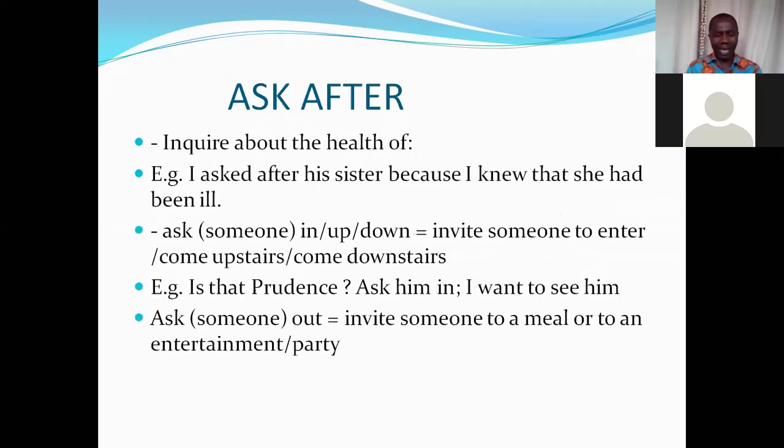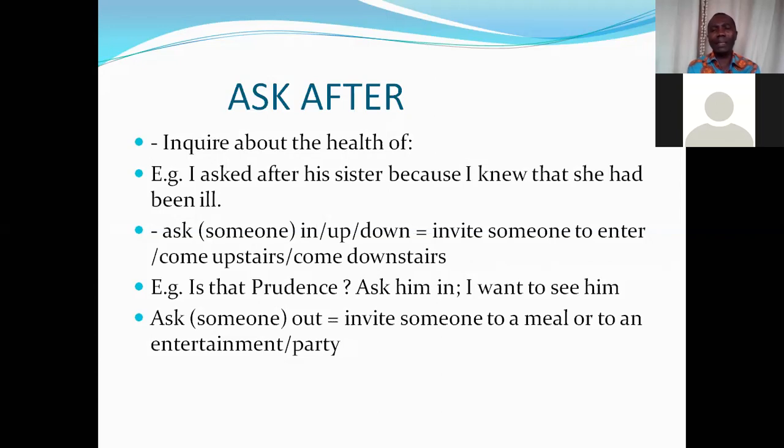Let's look at "ask after". To ask after is to inquire about the health of someone. I asked after his sister because I knew that she had been ill. You know that somebody has not been well, so you need to ask after the person. You need to ask after a friend, a loved one, because you know that the person has not been doing so well in health.